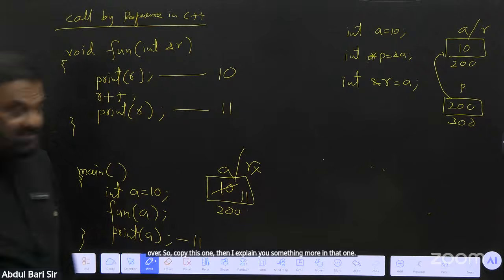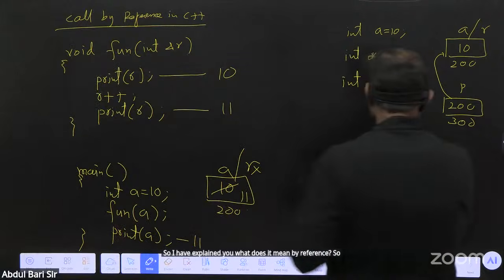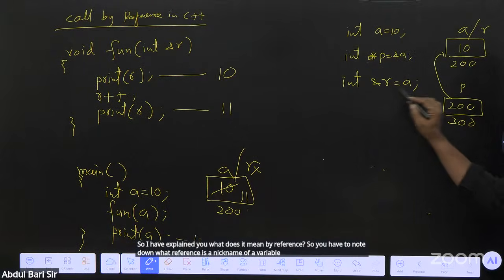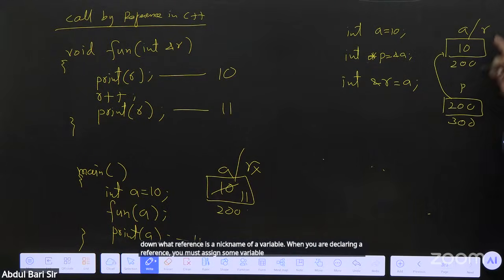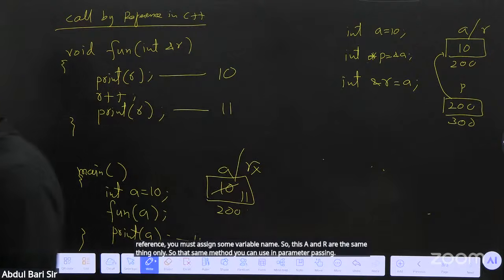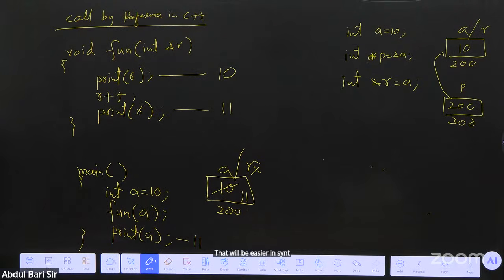So I have explained what it means by reference. You have to note down that a reference is a nickname of a variable. When you are declaring a reference, you must assign some variable name. So this A and R are the same thing only. That same method you can use in parameter passing. That will be easier in syntax, easy for writing and reading the code. That's what C++ has done.